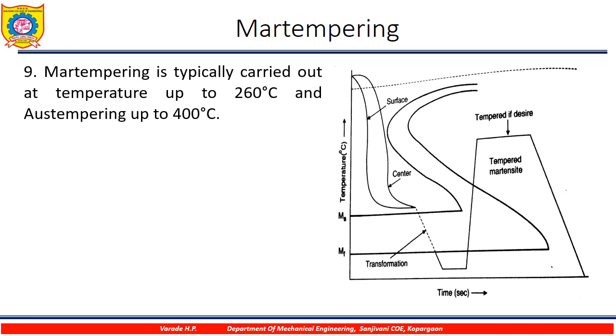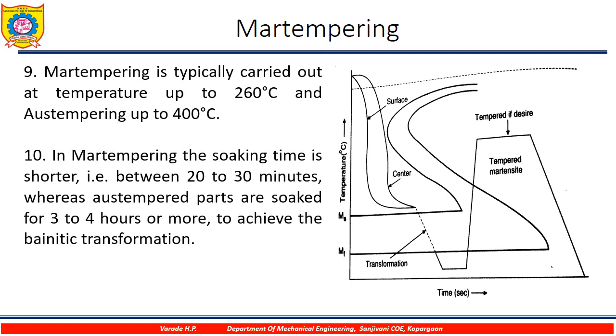Martempering is usually carried out at a temperature up to 260 degrees Celsius, whereas austempering is carried out up to 400 degrees Celsius. In Martempering, the soaking time is shorter, between 20 to 30 minutes, whereas the austempered parts are soaked for 3 to 4 hours or more to achieve the bainite transformation. So this was the Martempering heat treatment process.